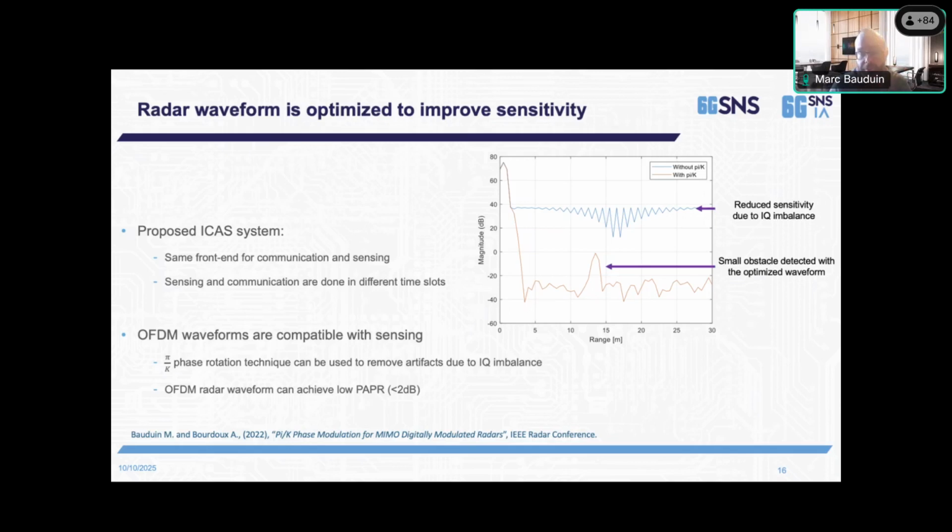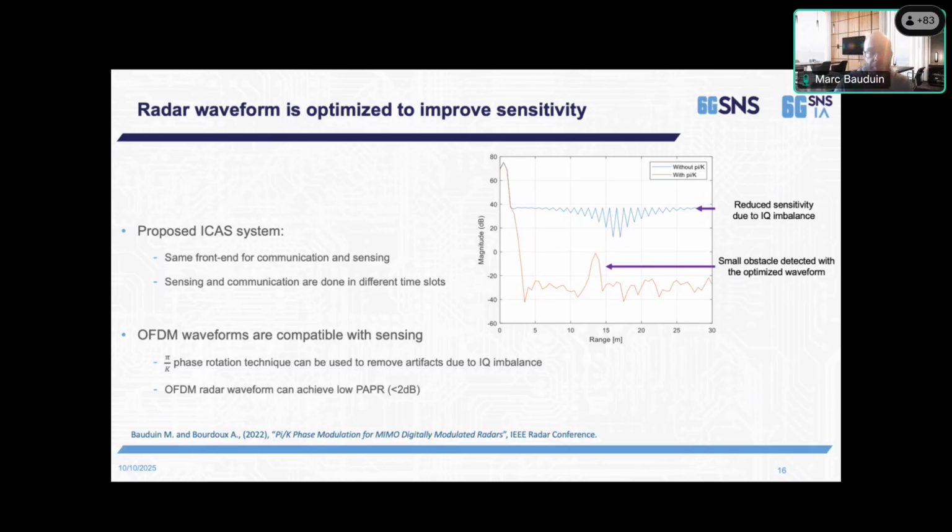As we can see on this figure, we have the example of a range profile. That's how the radar sees the world. And we see that at something like 13 meters, we have a reflection. But because of IQ imbalance, it's not visible on the blue range profile. If now we optimize the radar waveform, we can reduce the range side lobe a lot, such that we achieve the red range profile. So just by doing waveform optimization without changing the hardware, we are able to improve the dynamic of the radar a lot.